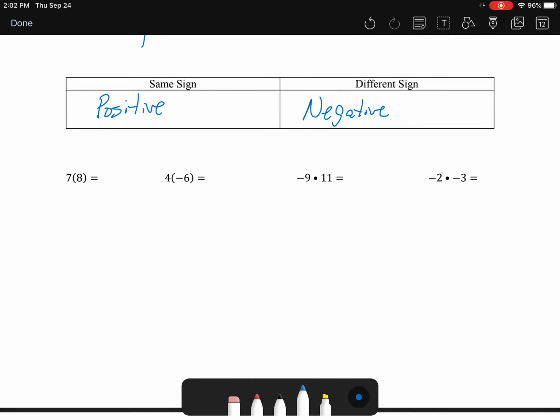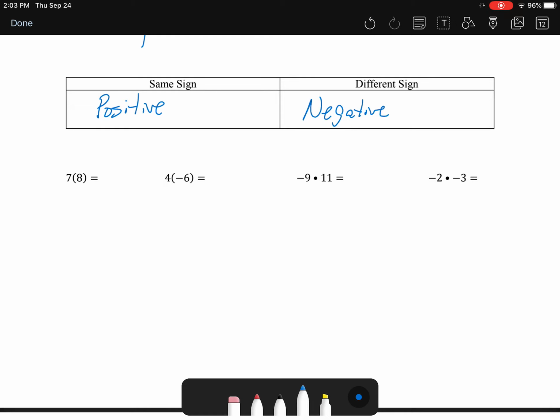It is really important that you guys know your multiplication facts. 1 through 12 is the ones that I want you guys to know. So yesterday when you did those multiplication facts, if you had trouble with it, I would start practicing them.